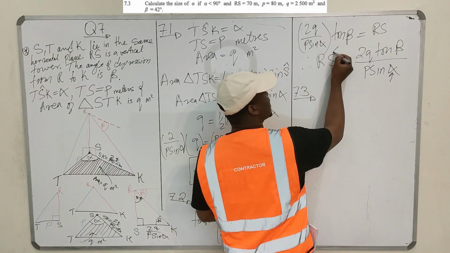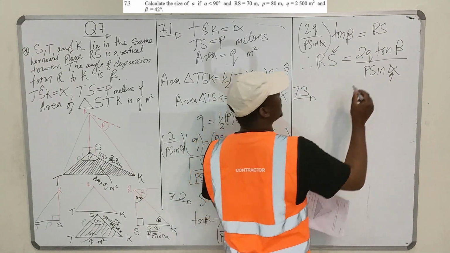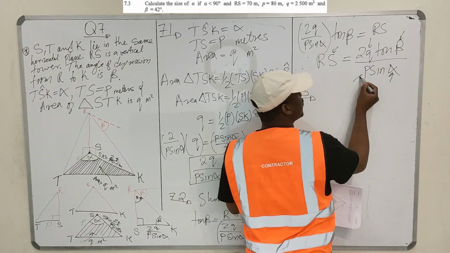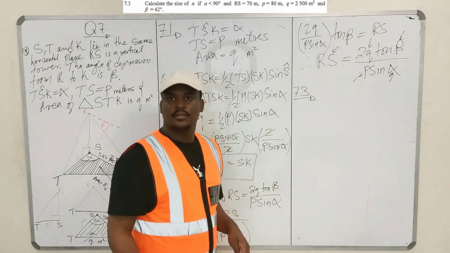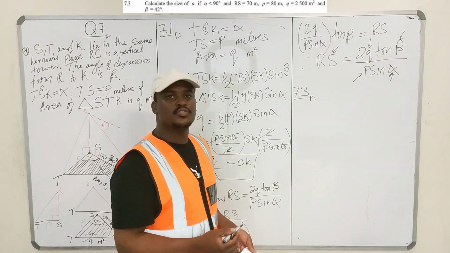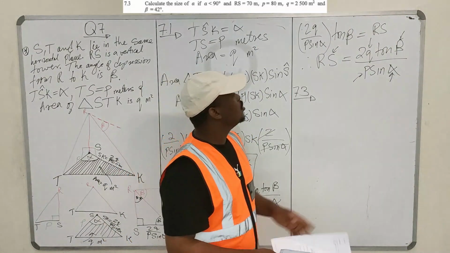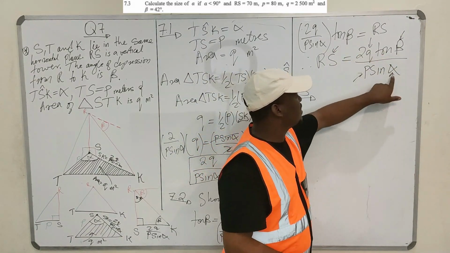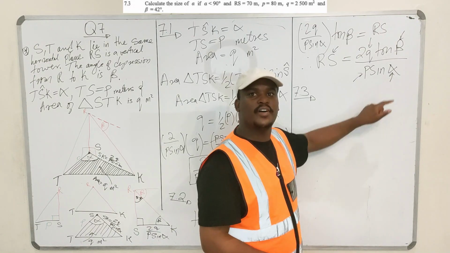So we are given what RS is. We are given the value of Q, the value of beta, and the value of P. This is straightforward. Even if you didn't know the first two questions, this one should be easy because out of this, you are given everything but that one. So they want you to find this.